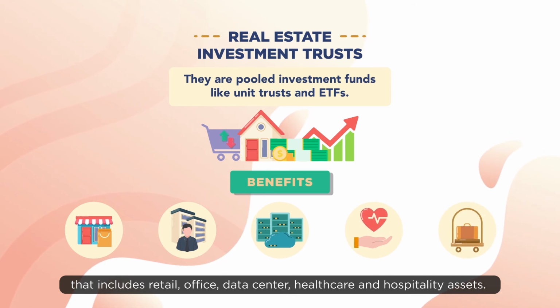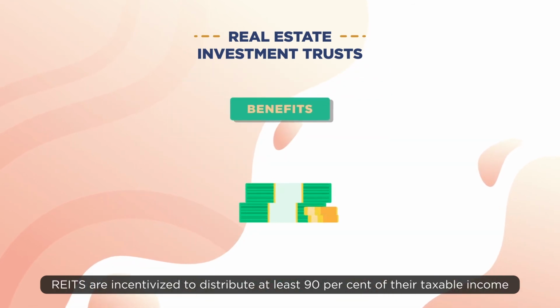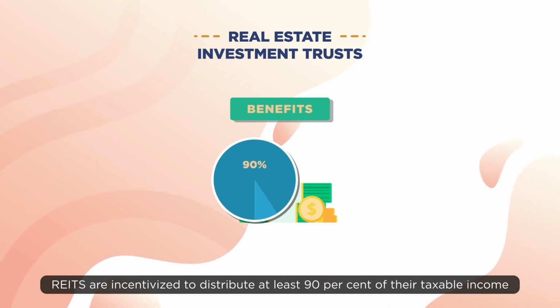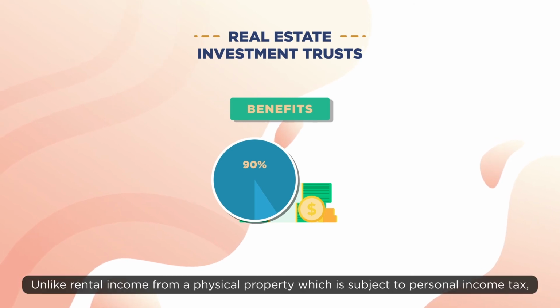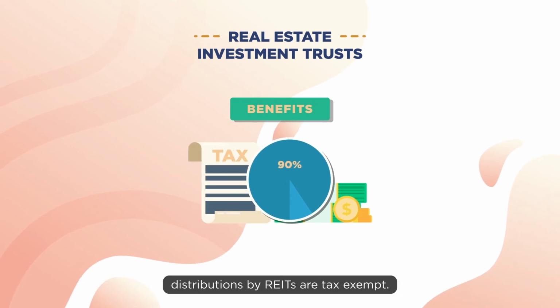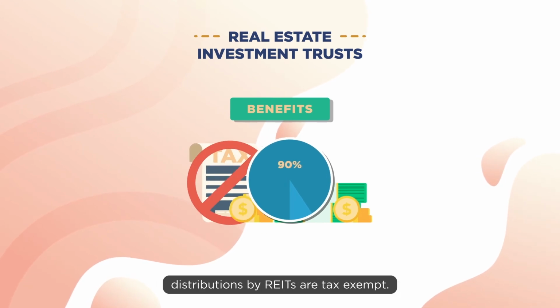REITs are incentivized to distribute at least 90% of their taxable income, so unit holders usually enjoy regular cash flows. Unlike rental income from a physical property, which is subject to personal income tax, distributions by REITs are tax-exempt.